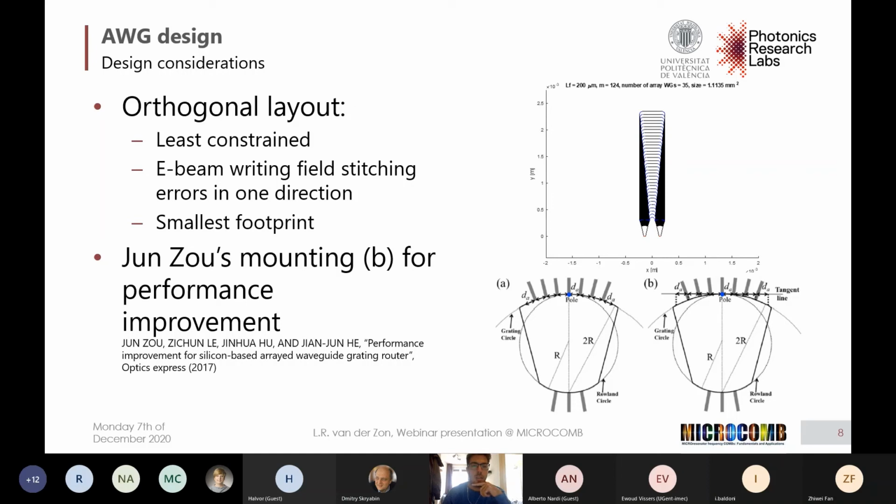Interesting to tell is that I also took the mounting proposal of Zhu, to give a performance improvement. As you see on the right lower picture, there are two different ways to define the difference in distance between the array waveguides. You can define them along the grating circle, or you can define them along a tangent line, equal in distance. The second way of defining them gives a great improvement in the sidebands of the output signal. So I would highly recommend, if you ever design an AWG, take a look at this.